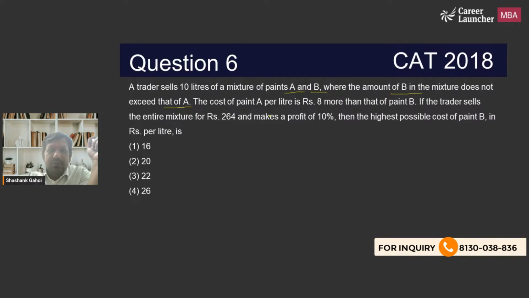Now the cost of paint A is 8 more than paint B. So if the cost of paint B is X, the cost of paint A is X plus 8. If the trader sells the entire mixture for 264 and makes a profit of 10%.